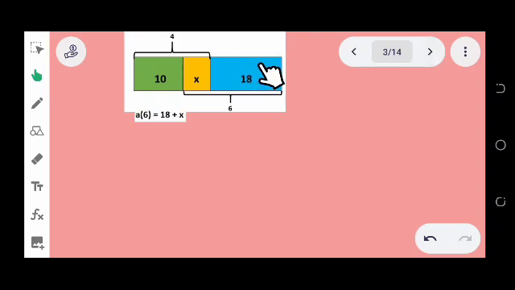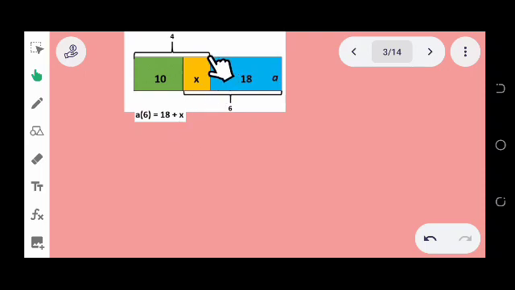But since the rectangle is composed of two smaller rectangles, the area is the sum of the areas of the two rectangles comprising it. The areas are now 18 and x. That's why we have a times 6 equals 18 plus x.